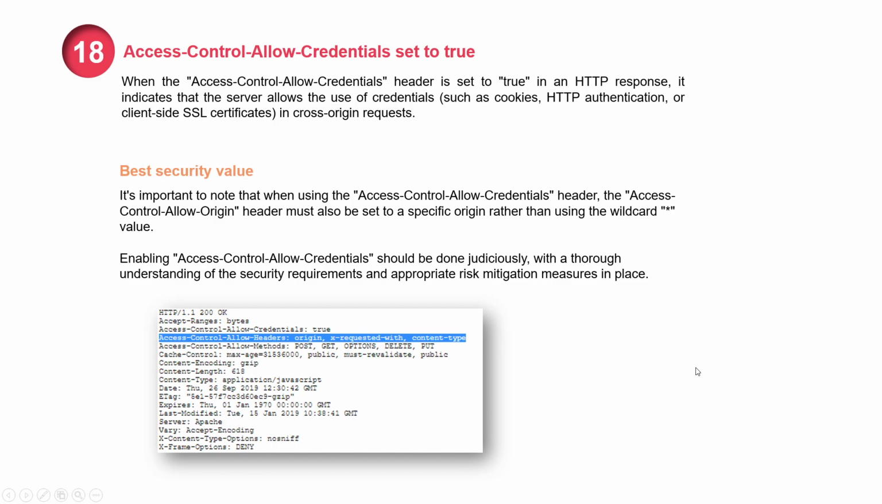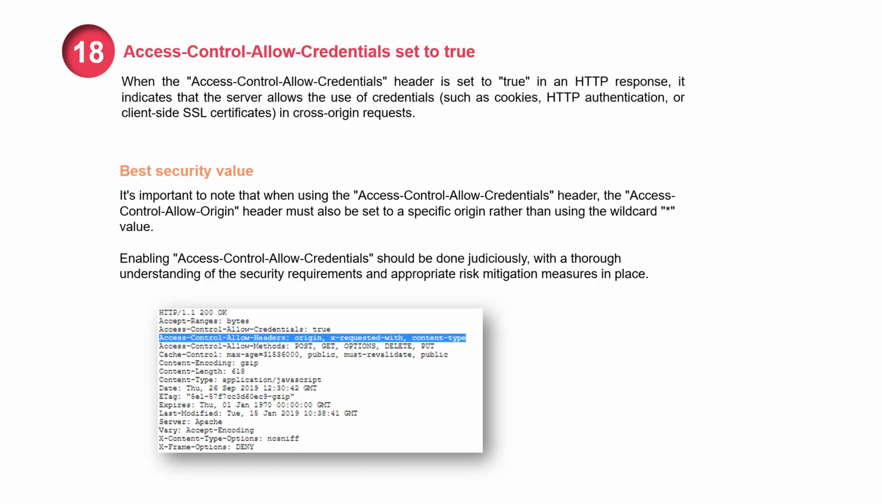The last one is Access-Control-Allow-Credentials set to true. This header comes with the Access-Control-Allow-Origin header. If we set the origin to the origin which we are using, then in that case we can set the value as true. But we have to make sure that if the Access-Control-Allow-Origin value is set to star and Access-Control-Allow-Credentials is set to true, then this is the worst security practice.